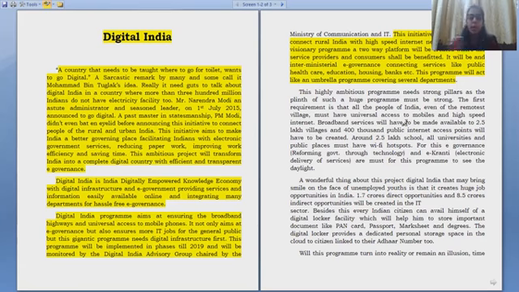You see the point, okay, explain it. See the point, explain it. This is how you write your essay writing. This highly ambitious program needs strong pillars, as the plinth of such a huge program must be very strong.